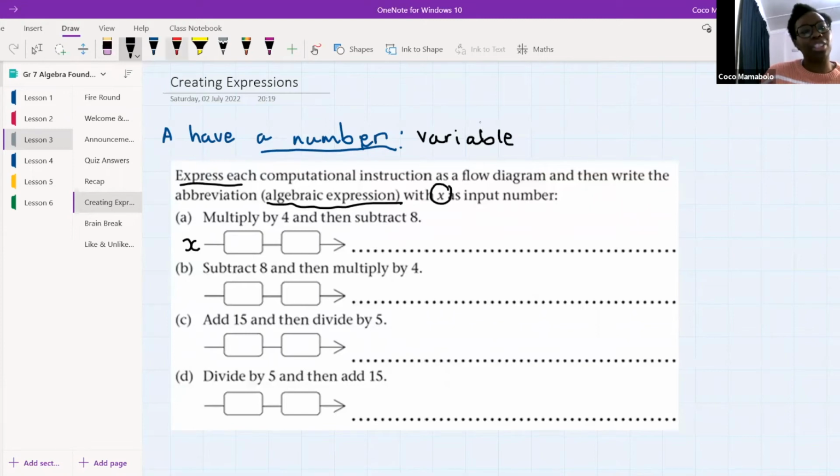And then my instruction says multiply by 4. So I'm going to have X times 4. And then it says subtract 8. So I'm going to go minus 8. But I know that if anything is multiplied by my variable, I can just write that as 4x. And then I'm going to add minus 8. You guys see it?